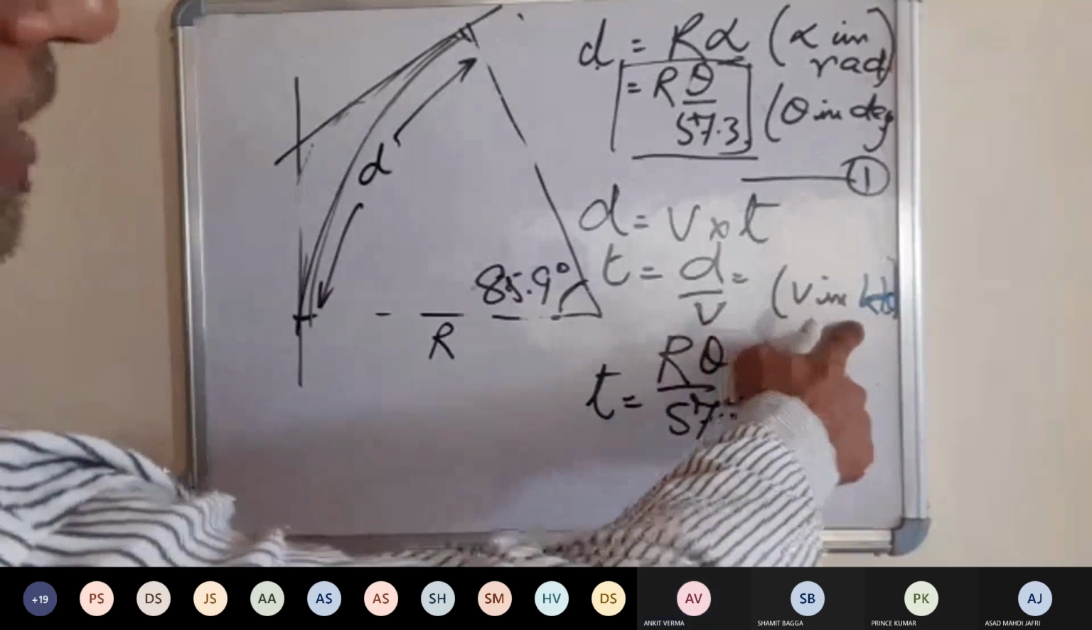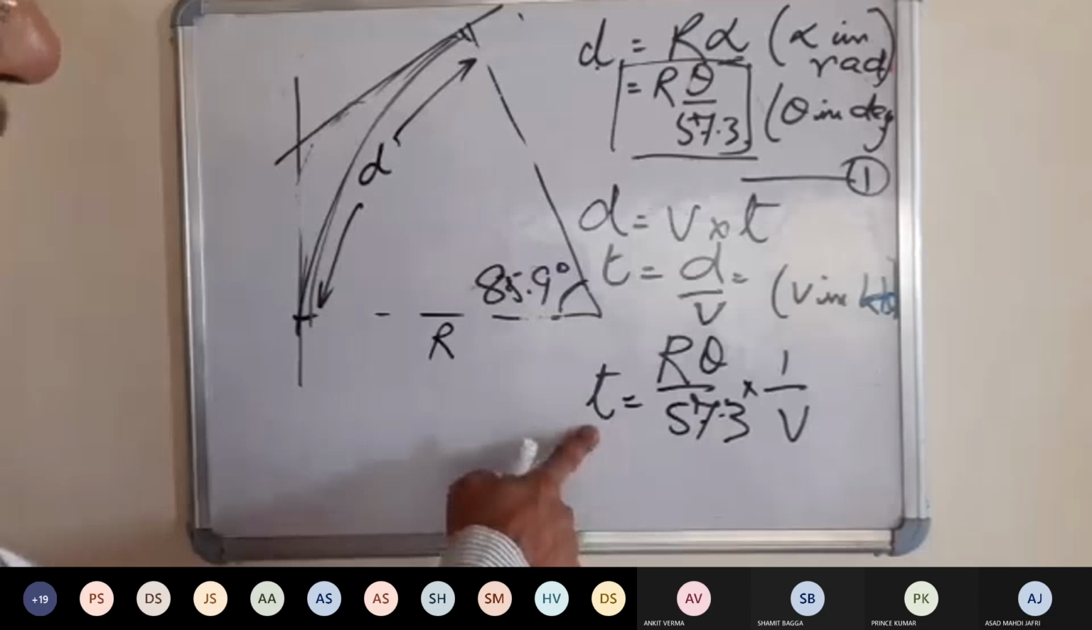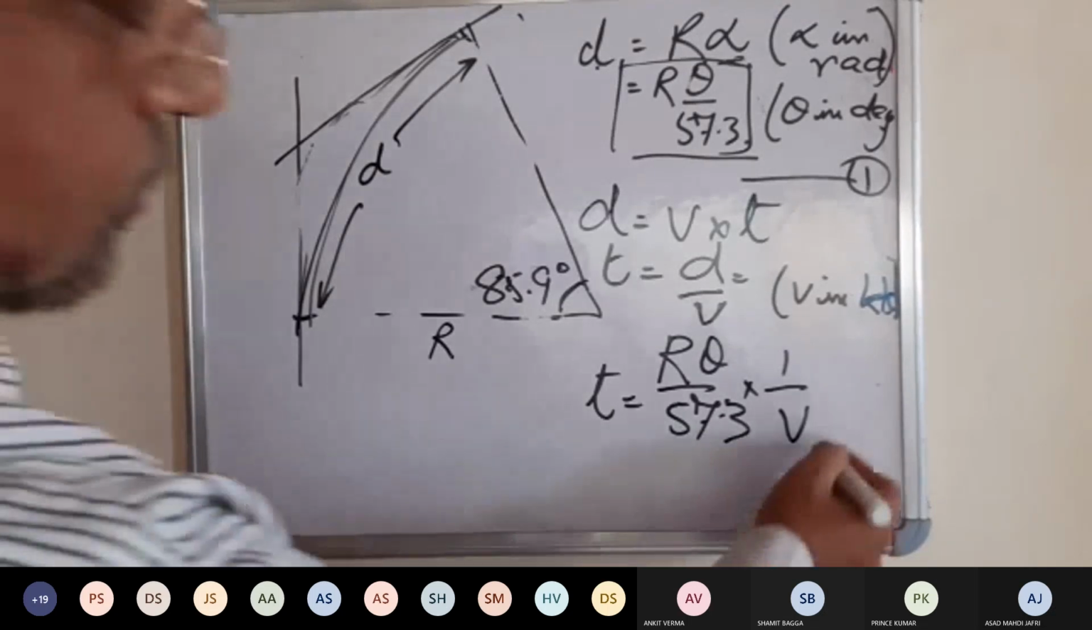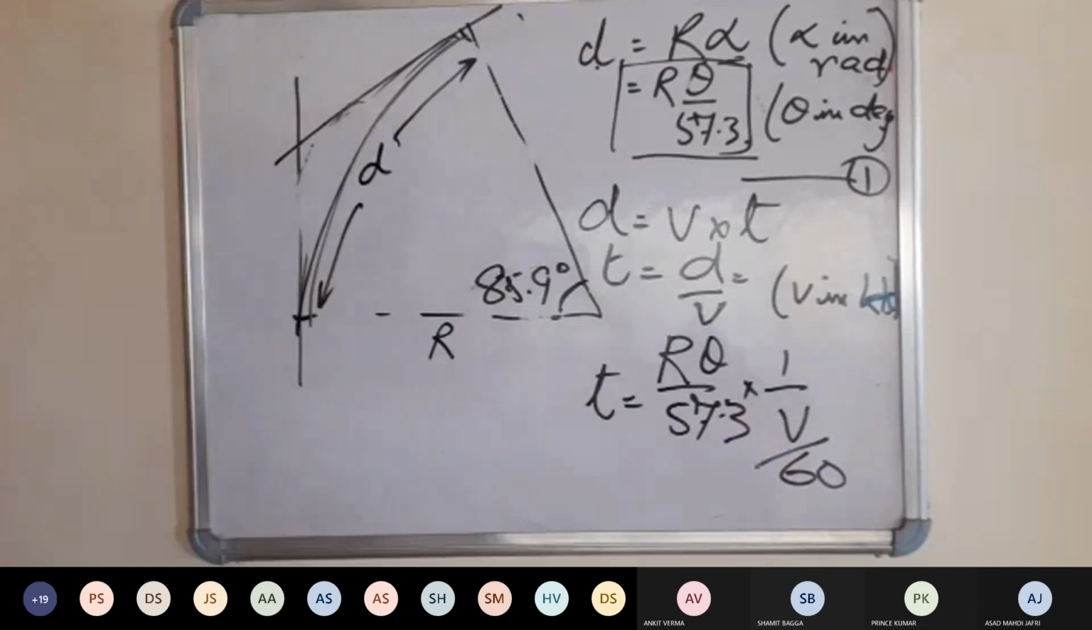Now this is in nautical miles. 1 घंटे का टाइम में इतना चलता है, तो 1 घंटे का टाइम तो मुझको चाहिए नहीं, मुझको तो मिनट का टाइम चाहिए था, छोटा यूनिट चाहिए. So should I divide it by 60? Then it will become time in minutes.